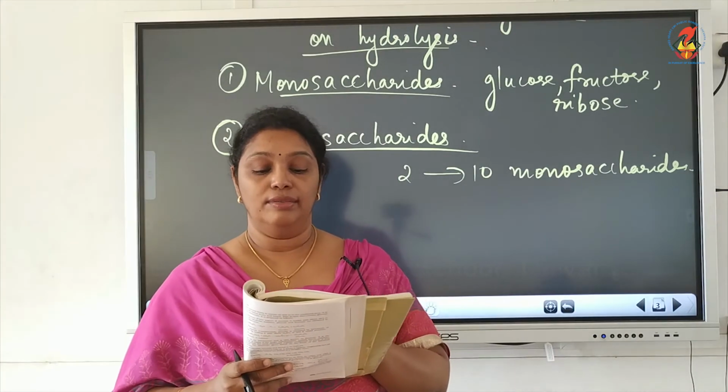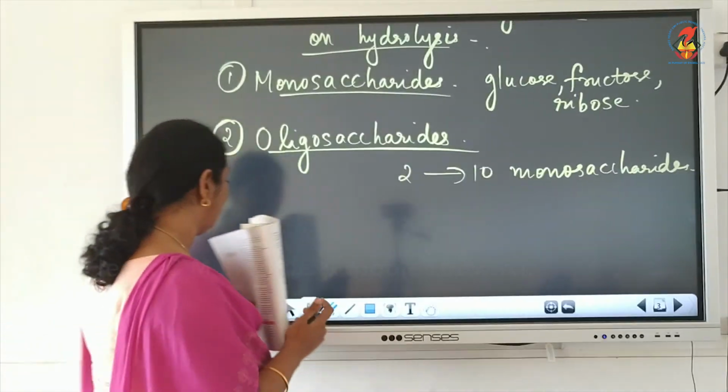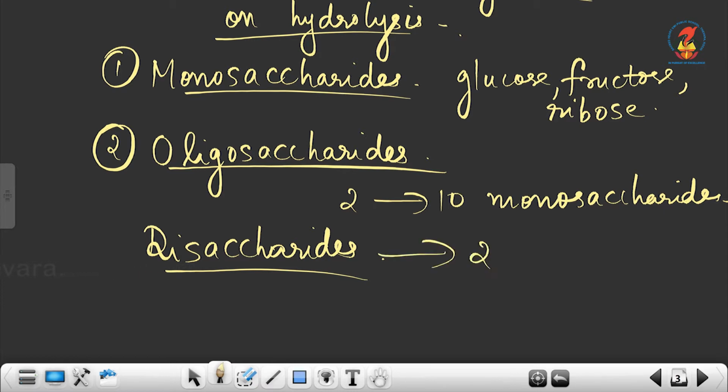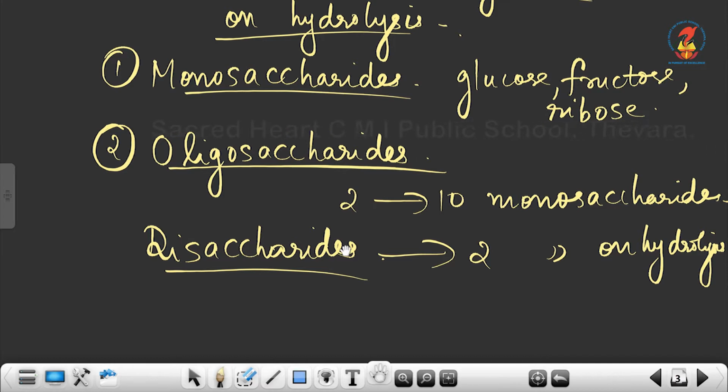So, here we have to study about disaccharides also. And what do you mean by disaccharides? Disaccharides means carbohydrates which give 2 monosaccharides on hydrolysis. We get 2 monosaccharides on hydrolysis. They are disaccharides. And the 2 monosaccharides that are obtained can be of the same or they can be different also. For example, sucrose.